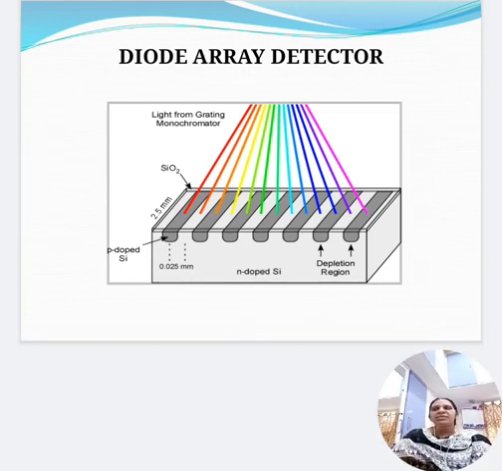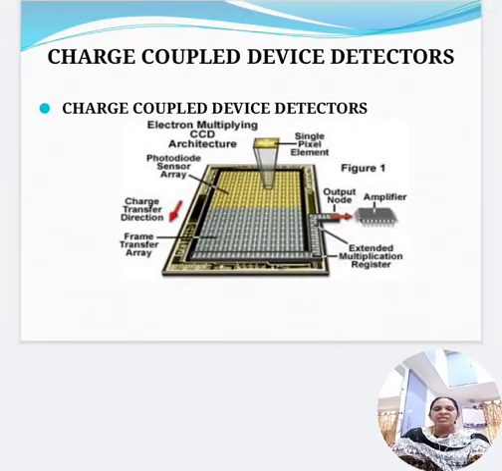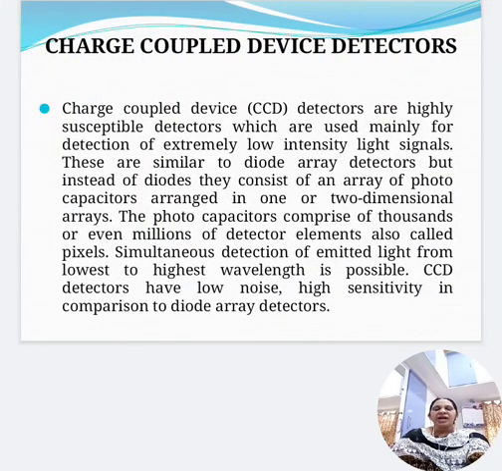The photocapacitors comprise thousands or even millions of detector elements, also called pixels. So, this is the charge coupled device detector. Simultaneous detection of emitted light from the lowest to the highest wavelength is possible with CCD detectors. They have low noise and high sensitivity in comparison to the diode array detectors.